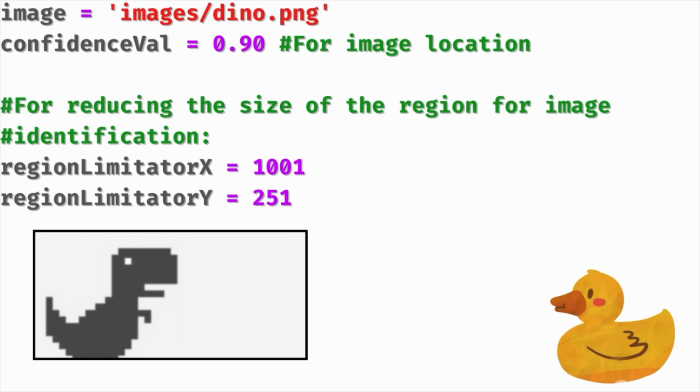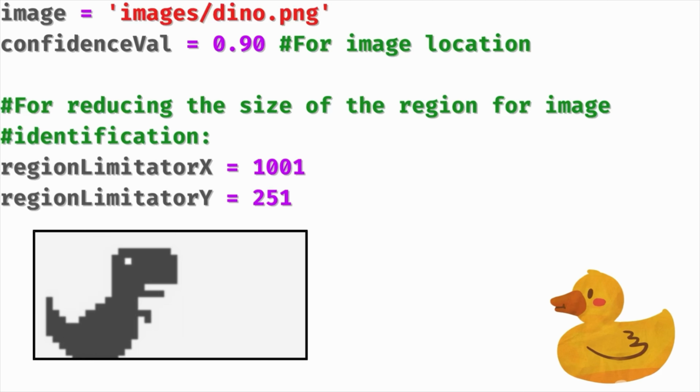So, we simply take our screenshot directly from the game, we save it and reference it in our code, and then we can define some extra parameters. For identifying our target image, we don't have to be 100% sure that we have found it. In fact, a value of 90% will achieve better results.